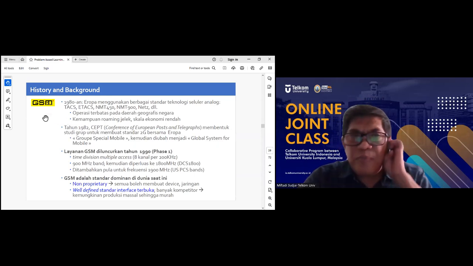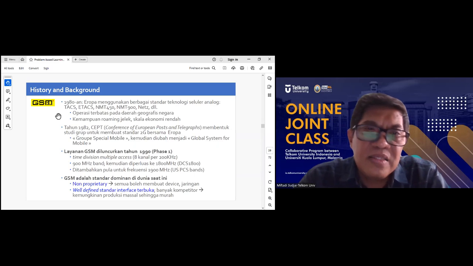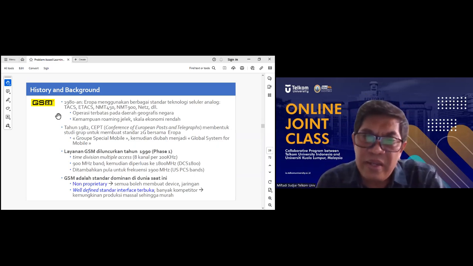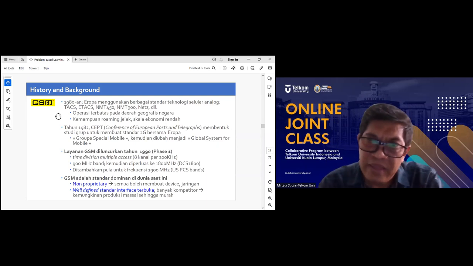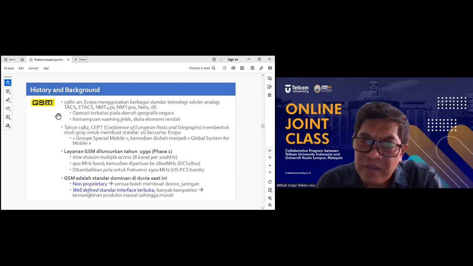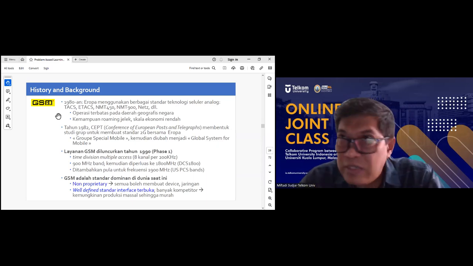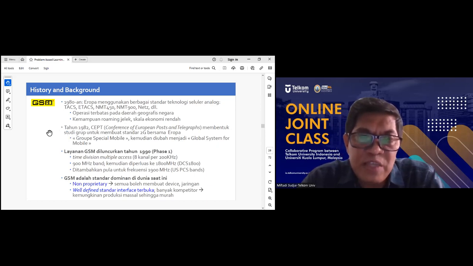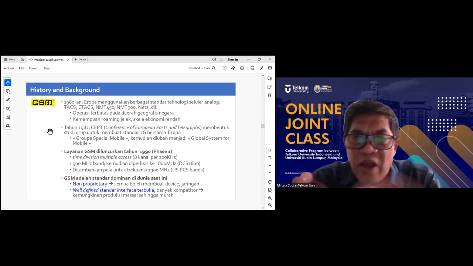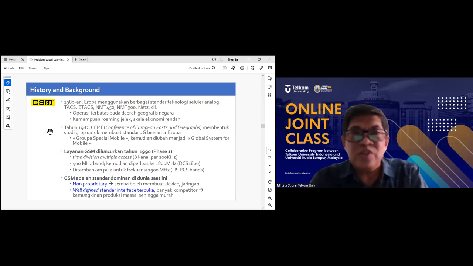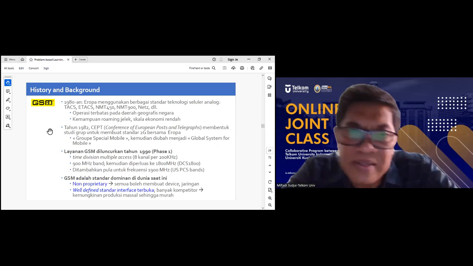GSM was developed by European ETSI and started service in Europe in the year of 1990. That's called phase one. But I think it started providing service widely in Europe around 1992. So that's around 30 years ago. So the age of GSM is about 30 years. Before that, all European countries were covered by analog with so many national standards in each country.